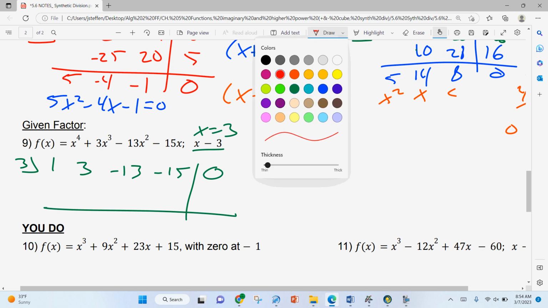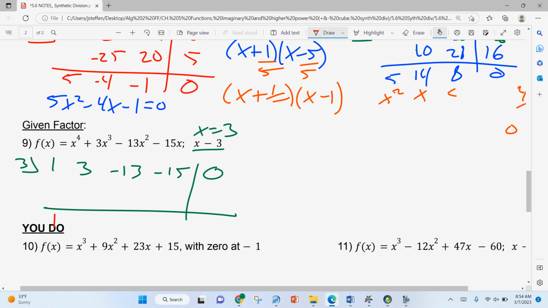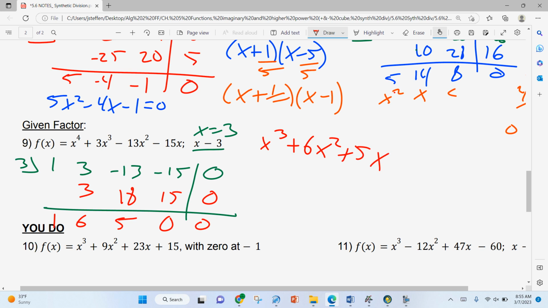Division. 3 plus 3 is 6, not 9. 3 times 5 is 15. 0. And 3 times 0 is 0. Also gives you 0. So we end up with 1x to the third plus 6x squared plus x. That's it. And we need to solve that one.